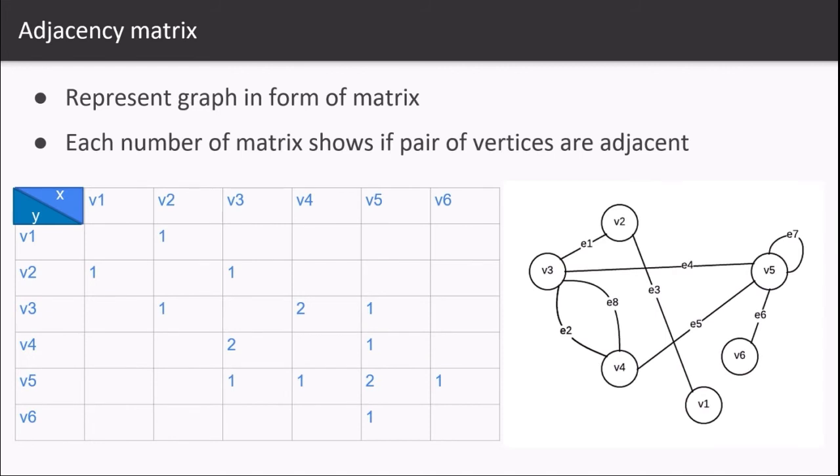Each number in the matrix shows whether the pair of vertices are adjacent to each other. Taking an example of V3 and V4, which have two edges E2 and E8 respectively, let's look at E2 first and mark the matrix from the x-axis, so that V3 connects with V4 by an edge E2. So we will mark this box as 1 initially. Now looking from the y-axis, V3 is connected with V4 by 1. So we will mark this as 1 initially.